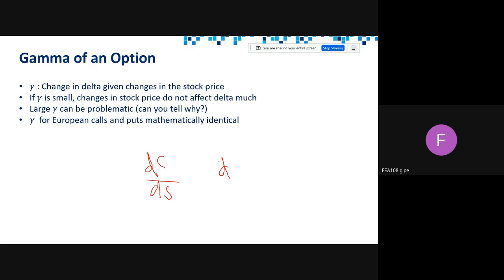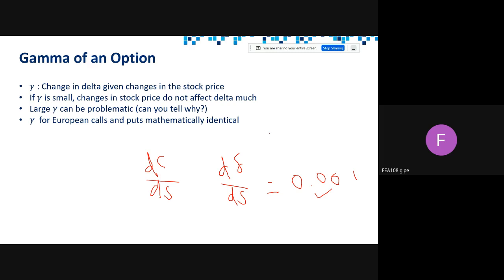So D of delta upon D of S, right? Imagine that this is like 0.001. All it is saying is that no matter how much the stock price changes, because this is low, the changes do not affect the delta. Delta won't change much. Got it? But on the other hand, large gamma can be very problematic.